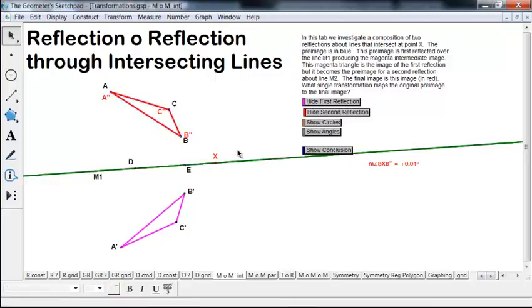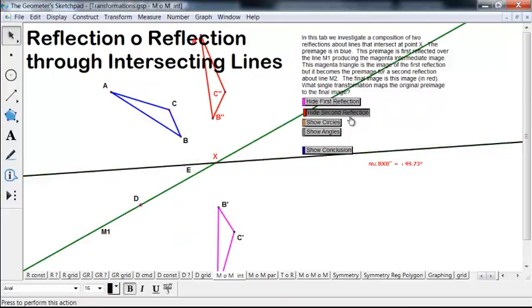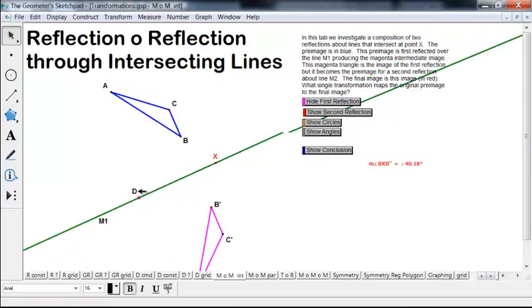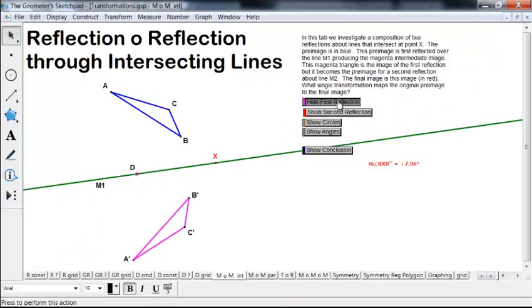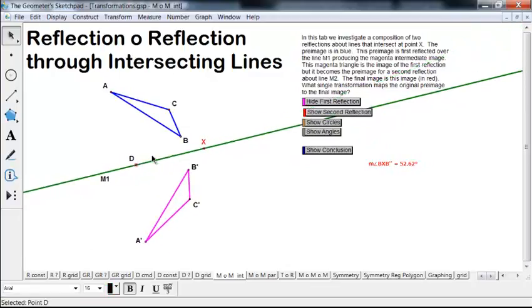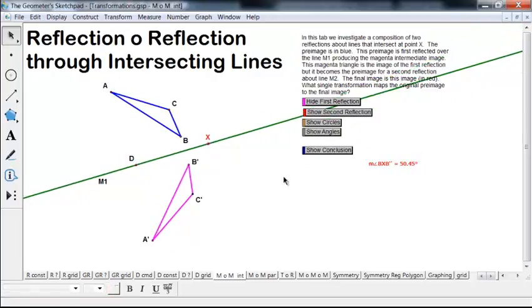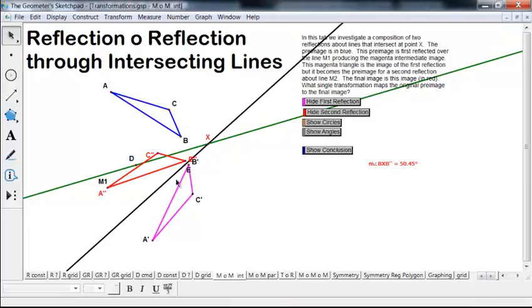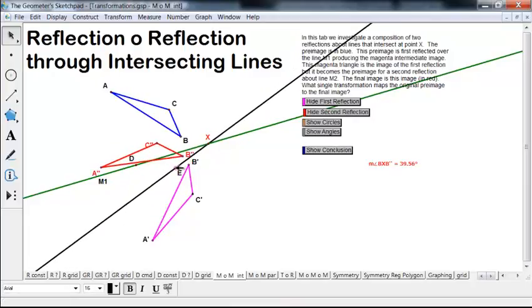Now what happens if we reflect about a line, and then we reflect again about a second line that's not the same line, but intersects? It's going to intersect at this point X. Here's our second mirror line. Okay, so there we go.